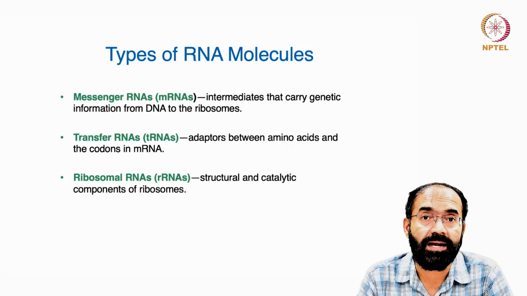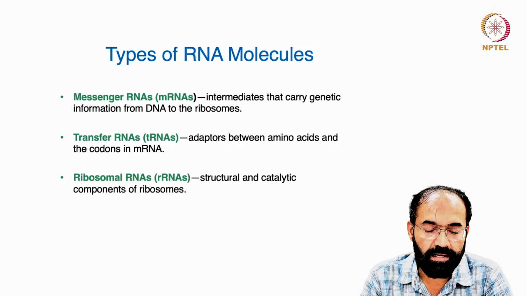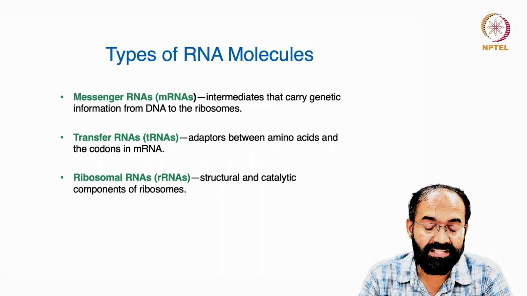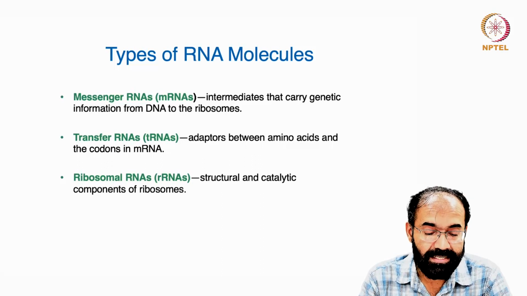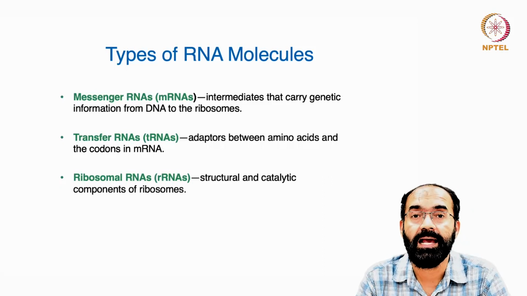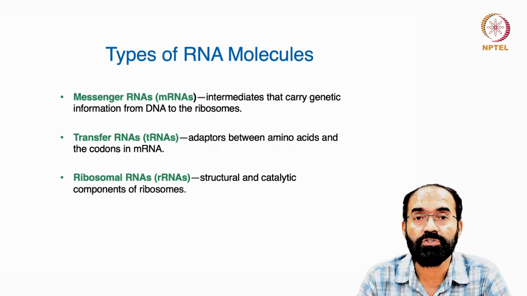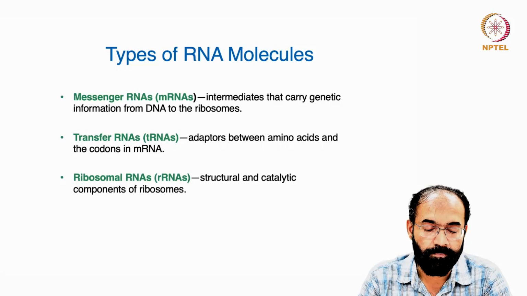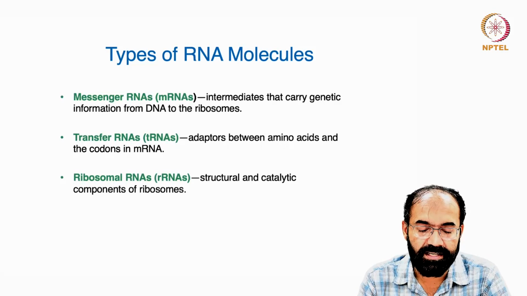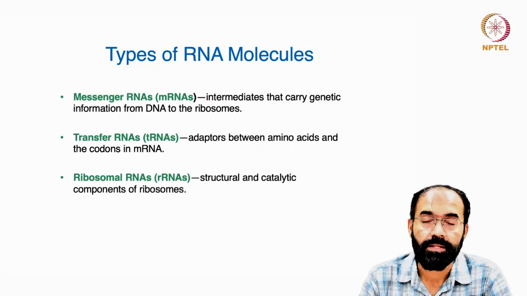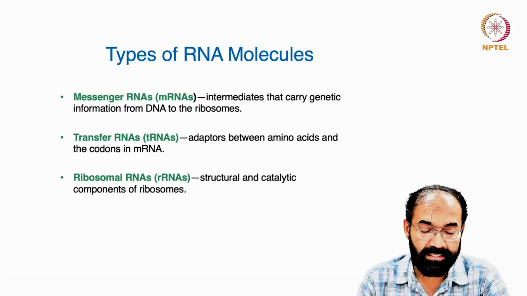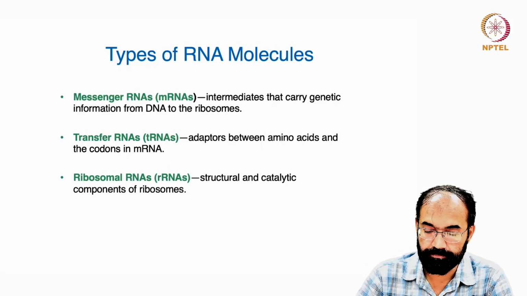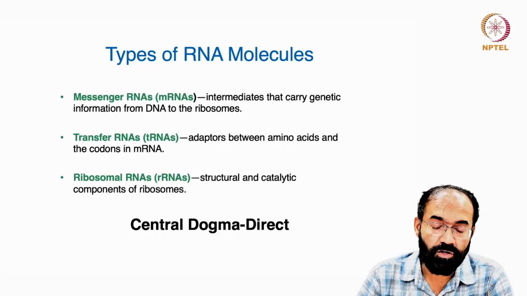Now let us see what are the types of RNA molecules that are present. So types of RNA molecules: messenger RNA acts as the messenger that converts the genetic information into protein. So they stand in between. And then transfer RNA, the tRNAs, help in the production of proteins. And then ribosomal RNA also helps in the production of proteins. So mRNAs are the intermediates that carry genetic information from the DNA to ribosomes. Transfer RNA or the tRNA acts as the adapter between amino acids and codons of the mRNA. And then ribosomal RNA is basically structural and also plays a catalytic role as a component of the ribosomes. This is called central dogma direct.